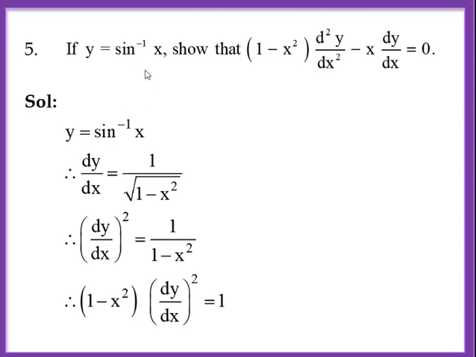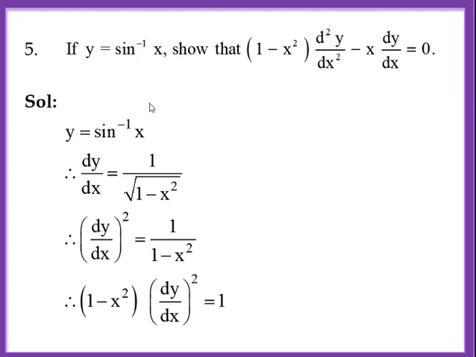Now this type is again important. You will be given something and you will be asked to prove something. Remember, when you are asked to prove something, you have to prove the same thing. By that I mean, if you are just asked to find second derivative, you can obtain answer in any form. But when you are asked to prove that, for example, in this case, 1 minus x square into y2 minus x y1 equal to 0, you have to prove that only.